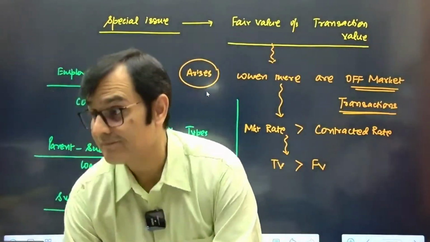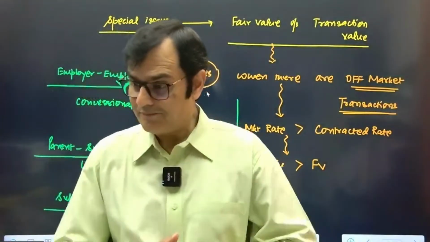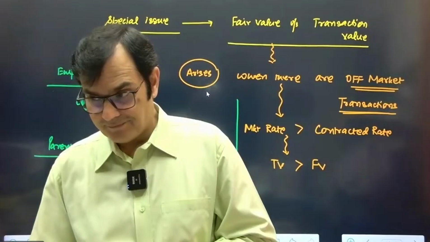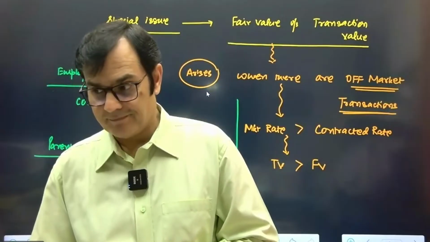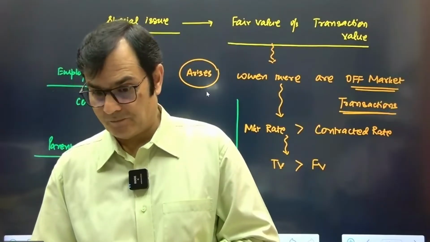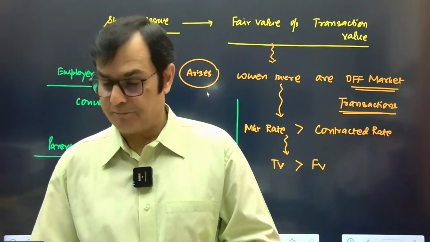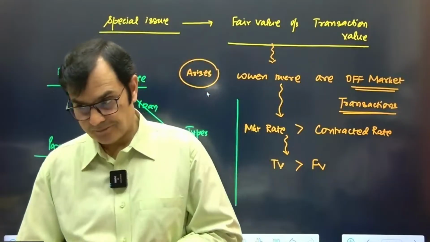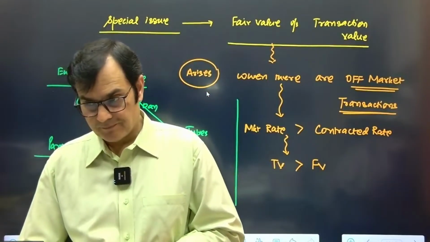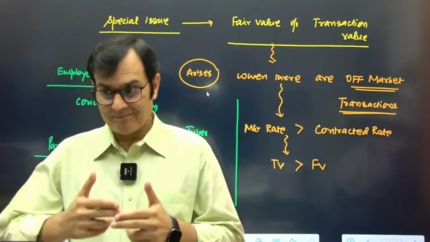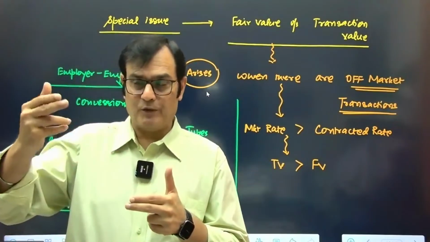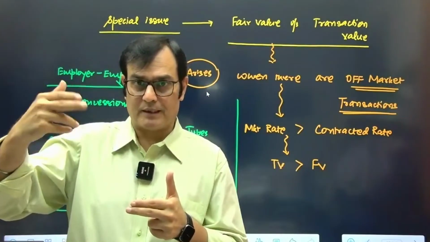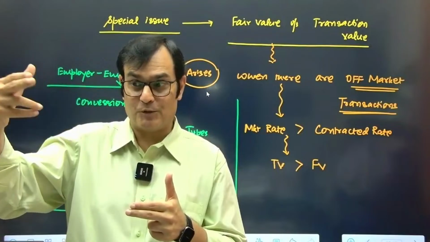Sir, 1 minute, one question. So in this case, when the market rate is high and the contract rate is less, then there is an off-market transaction. Absolutely. So in this case, what is the fair value? Fair value means the contract rate of interest is the fair value? Present value of the inflows discounted at the benchmark rate, which is the market rate.